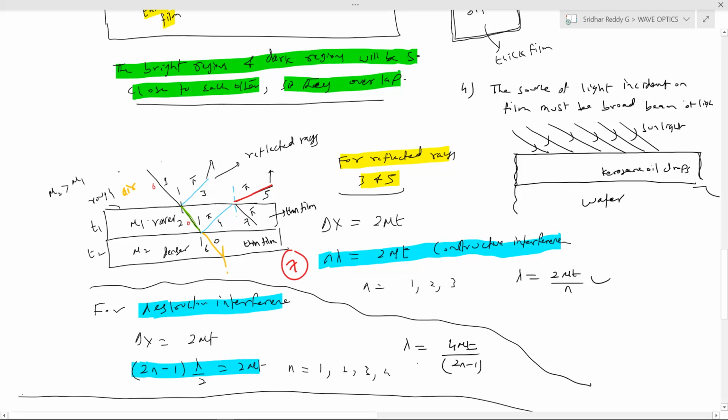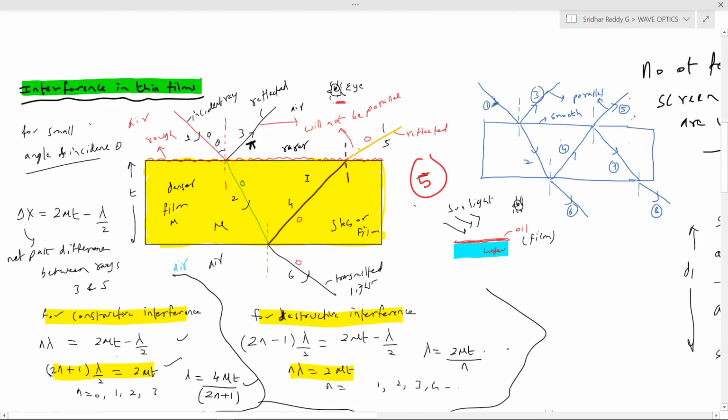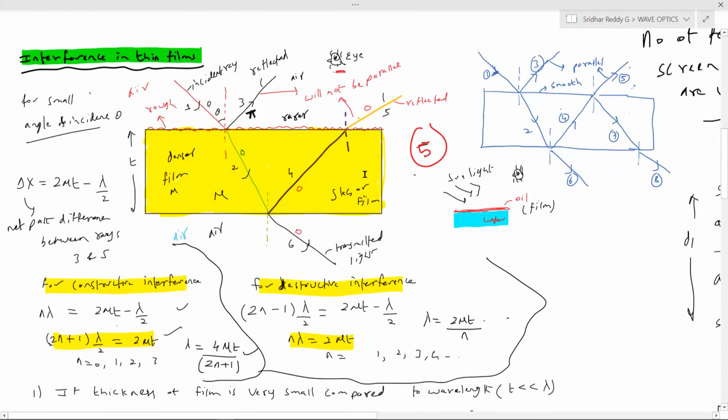Is mu2 greater than mu1 or mu2 less than mu1? If mu2 is less than mu1, then again it is similar to the previous case we discussed. So this is about the interference in thin films due to reflected light. Even the transmitted light will also undergo superposition, and we can discuss similar ideas here also. For transmitted light also, we can discuss a similar condition.